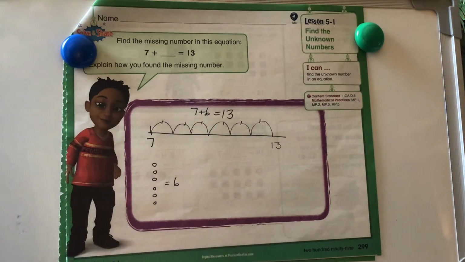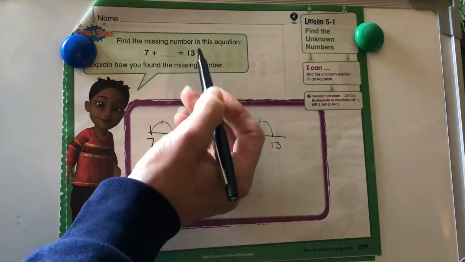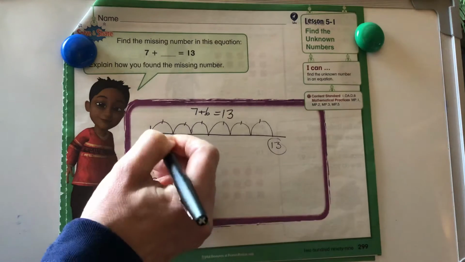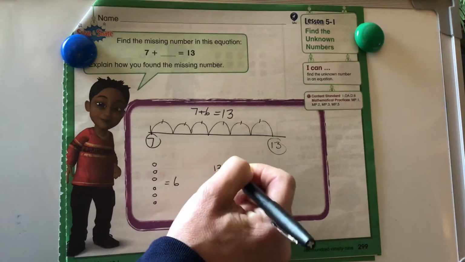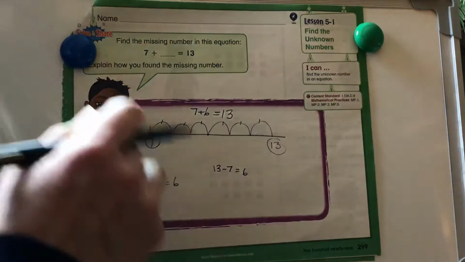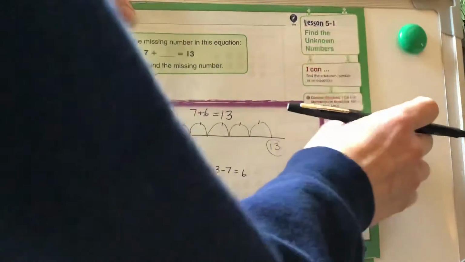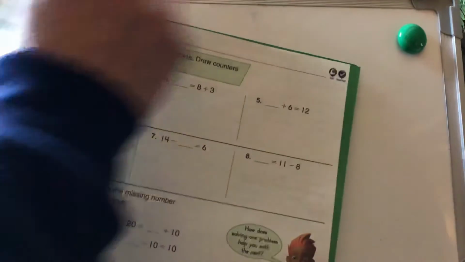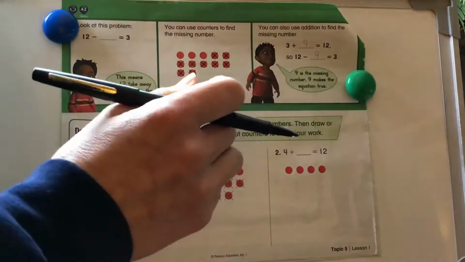I could count backwards. I could go 13 minus 7. So I could go 13 minus 7 equals 6. So we can count up. So we're going to learn some different strategies on helping us find unknown numbers. So let's go ahead and flip to the next page with our comic strip on it here.